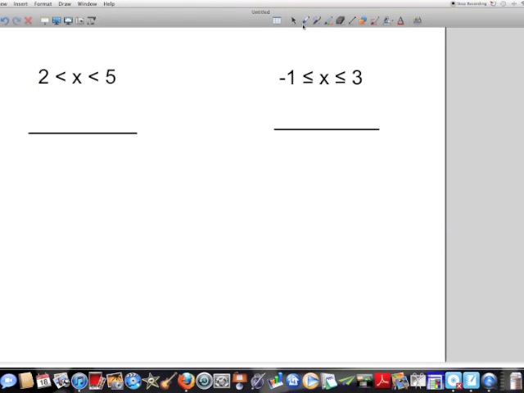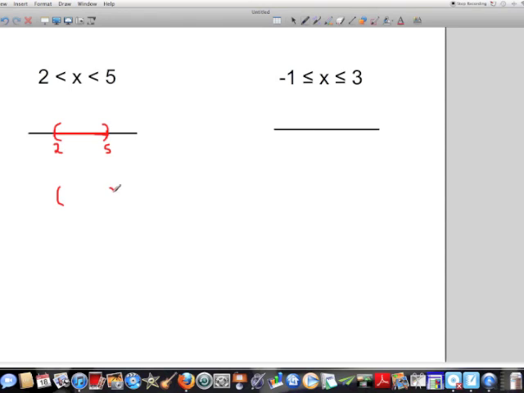To graph this inequality, this x is located between 2 and 5, so we put 2 and 5 on the number line. We're going to shade between 2 and 5 with a curved parenthesis because it's just plain old less than. It is not less than or equal to. So our graph looks like this.